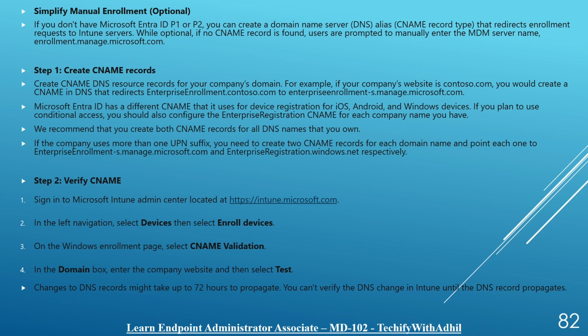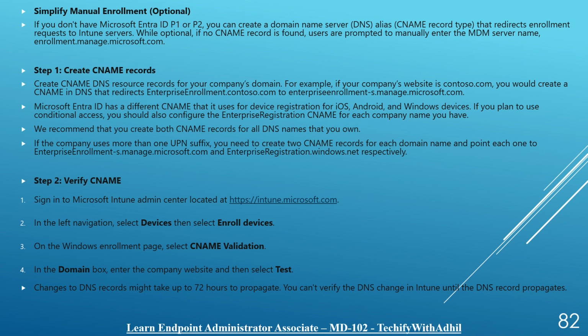Next is simplify manual enrollment. In this, if you don't have Microsoft Entra ID P1 or P2, you can create a domain name server record that redirects enrollment requests to the Intune server. While optional, if no CNAME record is found, users are prompted to manually enter the MDM server name, enrollment.manage.microsoft.com.